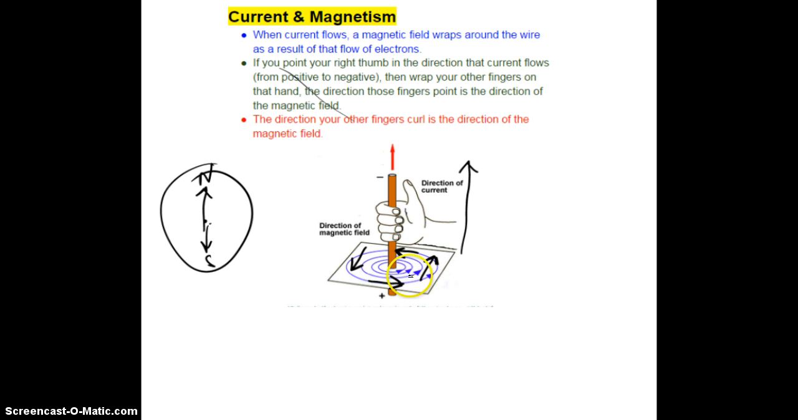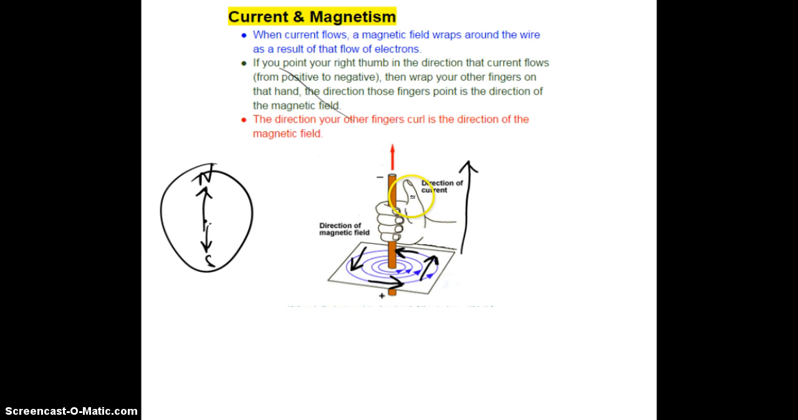If we were to connect these all together, we'd see, just like we have in the drawing here, that these arrows would make complete circles around the wire. And we can determine the direction of the magnetic field by using our hands. This is actually called the right hand rule.